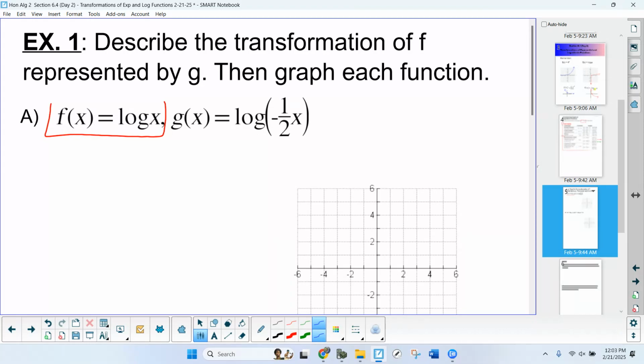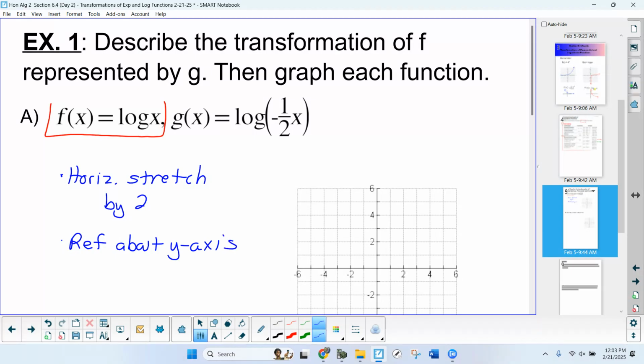What's one? Horizontal stretch by 2. He says a horizontal stretch by 2. Do you guys agree with that? Good. Horizontal stretch by 2. Why is that? Because he multiplied x by 1/2. So since it's by x, it's horizontal, reciprocated, it's by 2, so it'd be a stretch. What else is with that? Okay, we have a negative with the x, so that would be a what? Reflect over y. Very good. Reflect across the y-axis. Perfect. So there's my transformations.